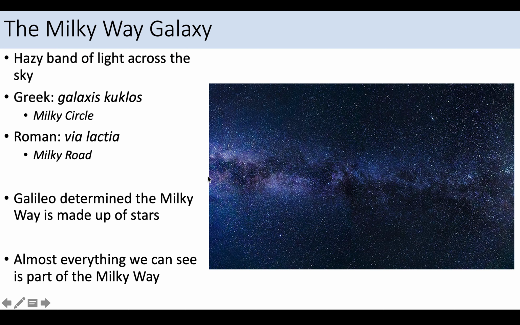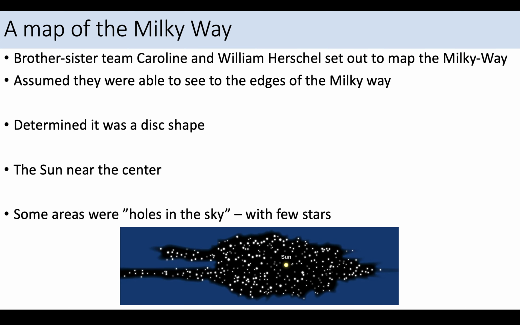It was Galileo, if you remember, that determined the Milky Way is actually made up of millions of stars. And almost everything that we can see from Earth in the sky is part of the Milky Way. Almost everything we see from the surface of the Earth is part of the Milky Way. We can't see much beyond our own galaxy. So how do we know? How do we know anything about the Milky Way?